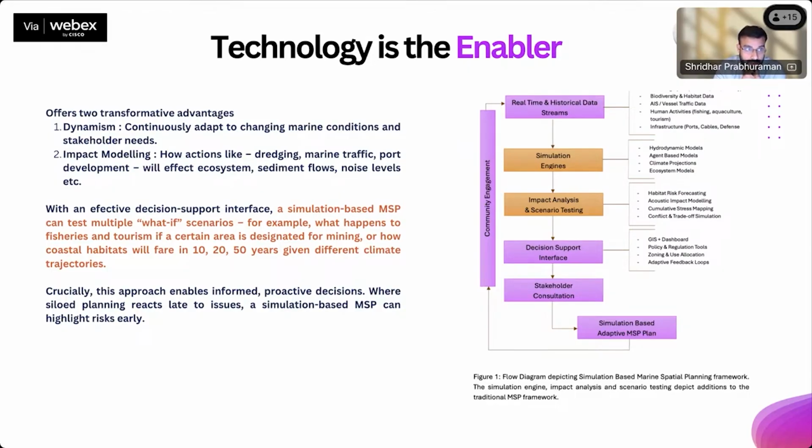One is dynamism, so it will continuously adapt to changing marine conditions and stakeholder needs. And second is the impact modeling, which is probably the more important aspect of it, which allows us to identify what-if scenarios. So if you provide AIS data and take all the other aspects into consideration, and overlay that on top of a habitat map, you can see what kind of noise level is there in the region. And if you provide a different set of AIS data, which essentially has different shipping lanes, so we're trying to shift the shipping lanes a bit, you can instantly visualize what kind of noise levels are there because of the shifted shipping lane.